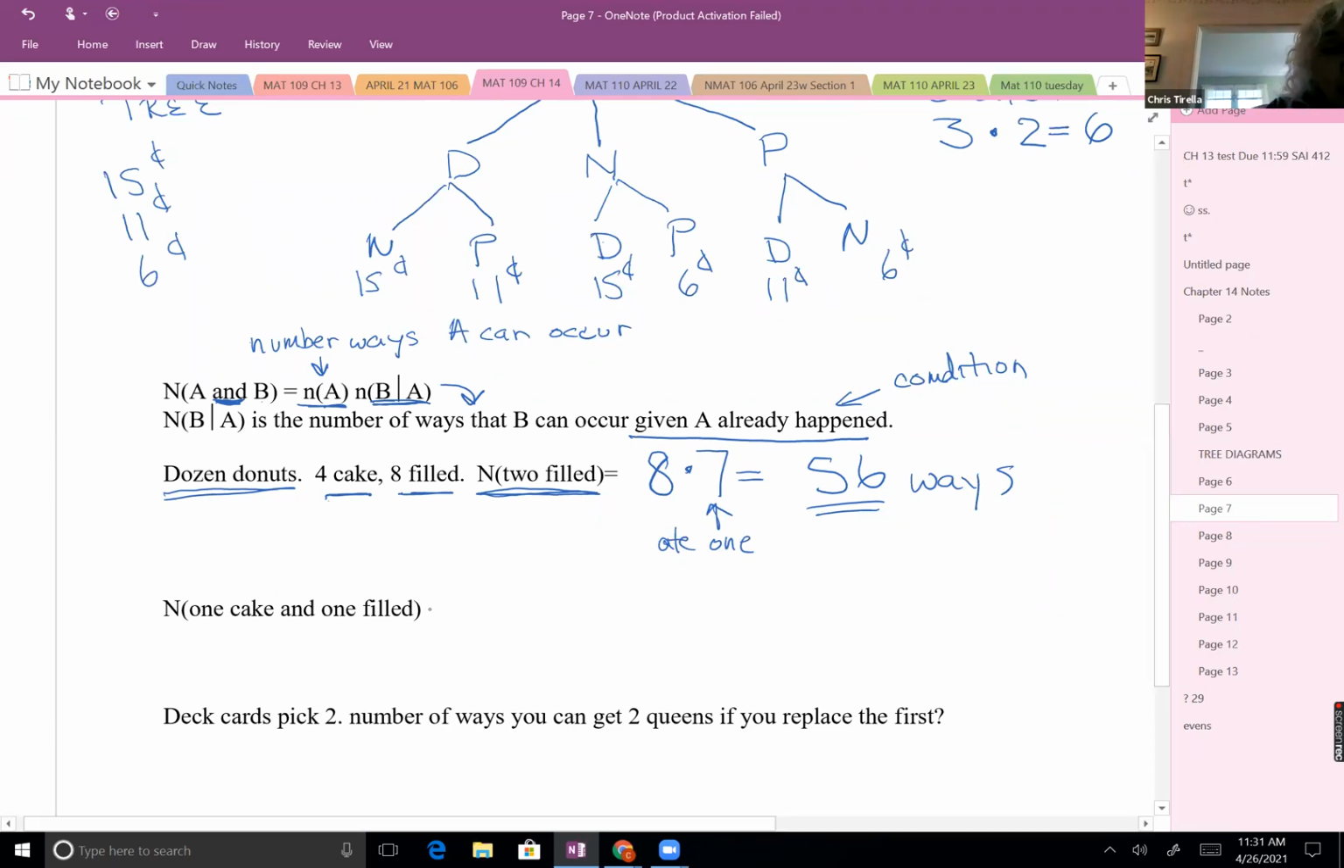So then how about if I want 1 cake donut? Well, there are 4 cake donuts, and I'm going to multiply by 1 filled donut. And is everybody all right here? Because the first donut that I ate was cake, I still have 8 filled donuts left. And so there are 32. And so this time, the first one being a cake didn't affect the number of fills. But we always have to keep that into consideration when we're counting.